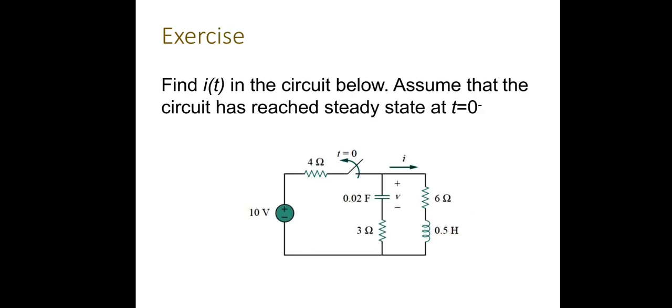So this is the exercise problem, and similarly this is another problem, which we will do in a tutorial. Just try to understand this. This is a source of 10 volts and 4 ohms, with the switch connected like this, and a 0.02 F capacitance. This is the circuit below. Assume that the circuit has reached steady state at t equal to 0 minus, just before switching.